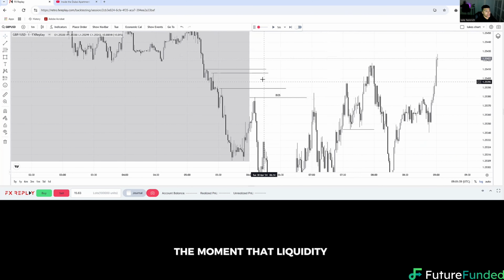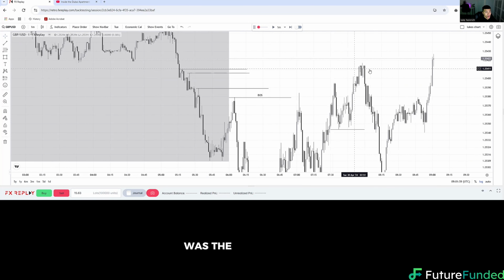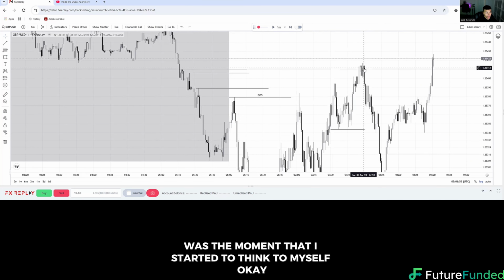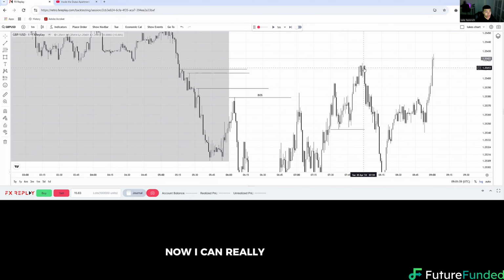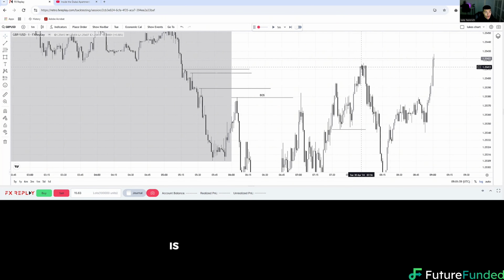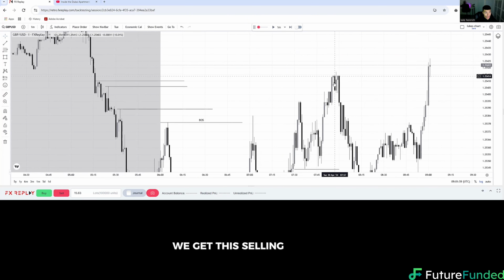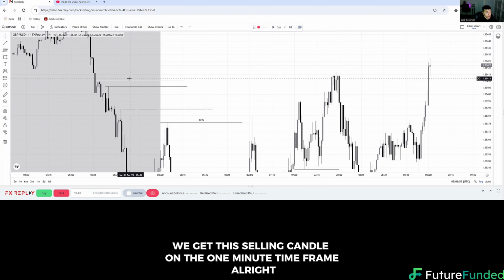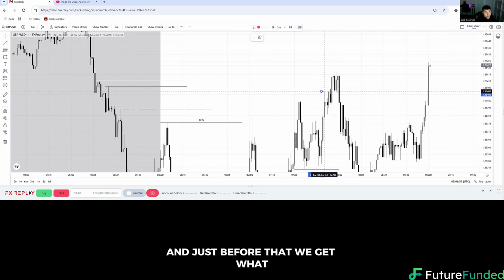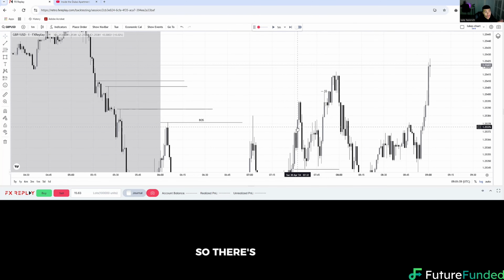The moment that liquidity did get taken though, here, here, and here, from this price action was the moment that I started to think to myself, okay, now I can get serious with this. Now I can really focus on an actual entry. Now, the first thing I always look for is I want to see sellers come into the market to begin with. And that's what we get here. We get this selling candle on the 1 minute time frame. All right. And just before that, we get what? A buildup of liquidity, equal highs right there.